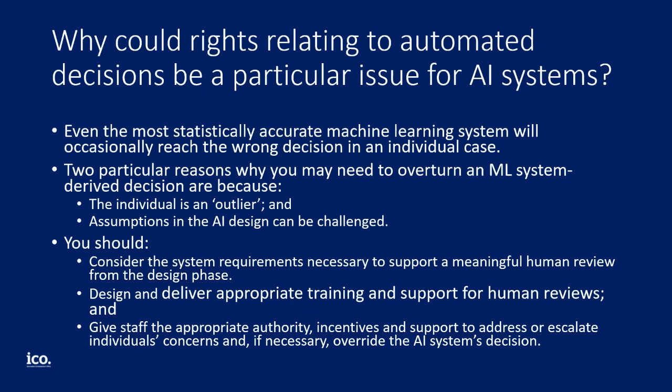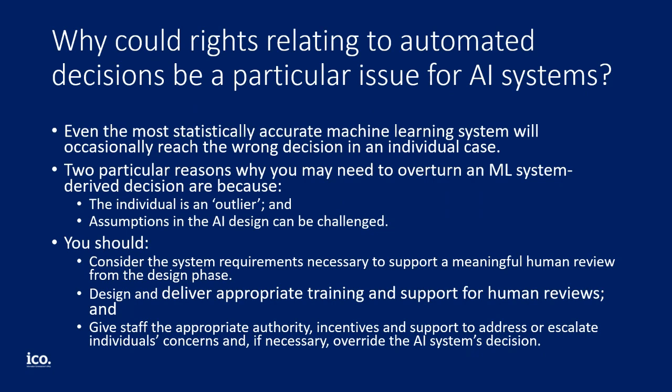So why is it important that rights related to automated decisions are considered in the context of AI? Well, machine learning systems, even when they're very good, will inevitably reach the wrong output or the wrong decision in individual cases, and so this is to be expected. And so for those cases, one of the safeguards is that individuals can exercise their rights.